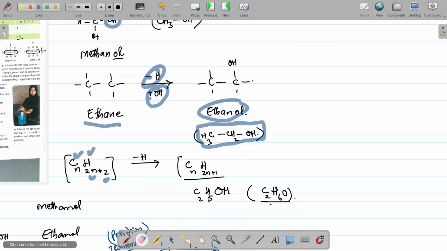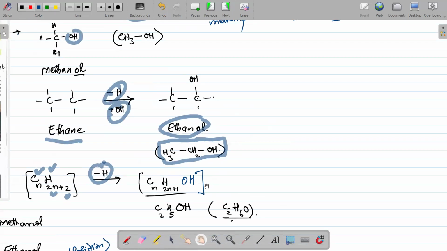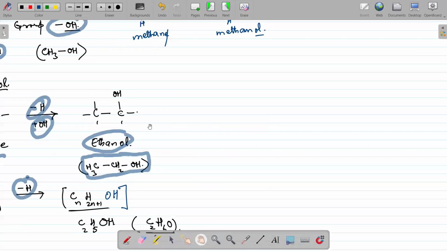CnH2n+1. Why? Because we're removing one of the hydrogens. Yes, we removed one of the hydrogens, and that hydrogen is substituted by the OH group. So there is OH as well. So that's the general formula of these alcohols, which are also known as alkanols. Is it clear? Yes. Okay, now alcohols can be prepared.